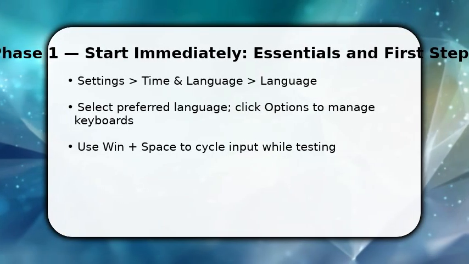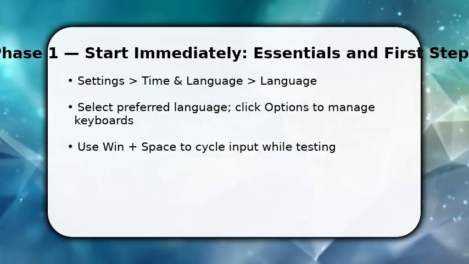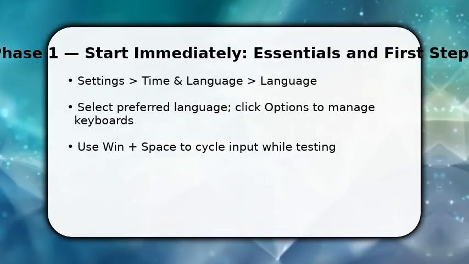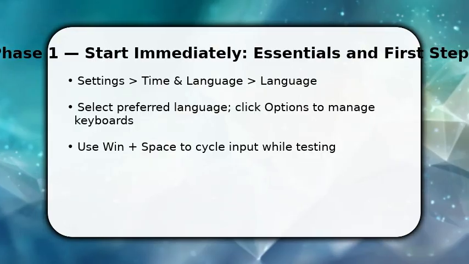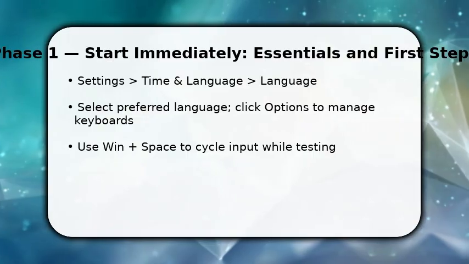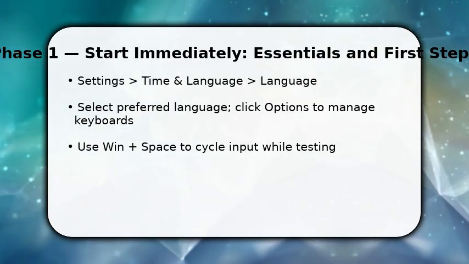You'll start immediately in Settings because the layout change is a software setting. Open Settings, choose Time and Language, then Language. Once there, select the language you use, English United States for standard Qwerty, and click Options. You add a keyboard under Keyboards, pick the US Qwerty entry or another Qwerty variant you need.